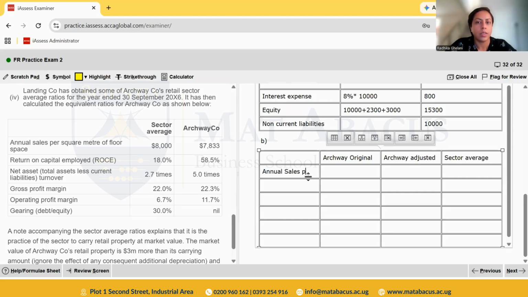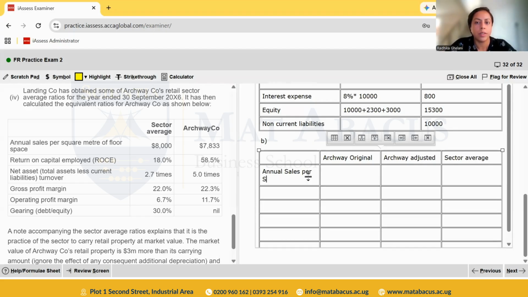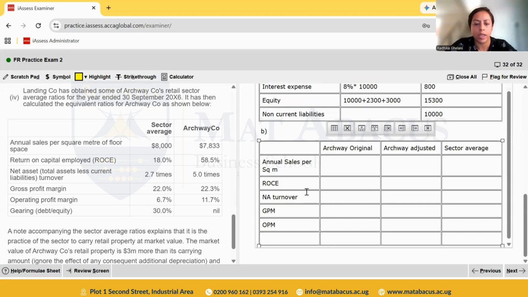Annual sales per square meter of floor space. Okay. ROCE, net asset turnover, GPM, operating profit margin, and gearing. They've told you use debt over equity.